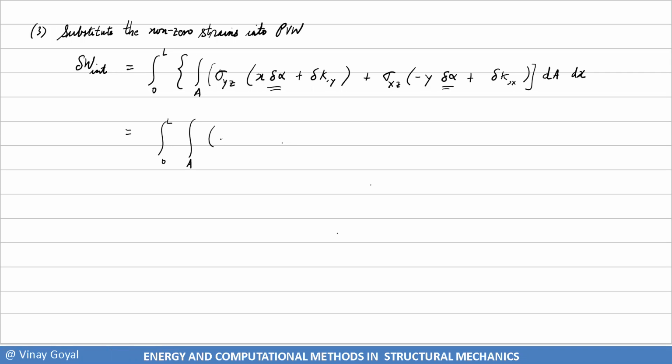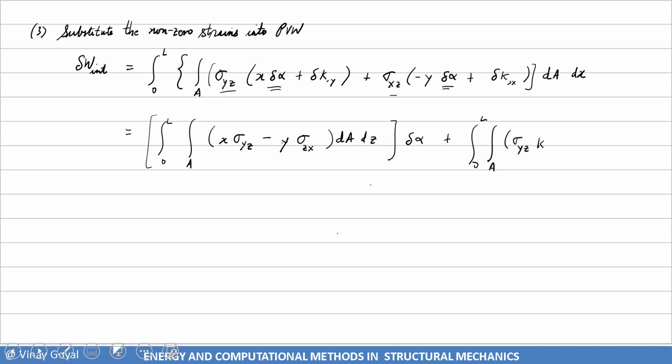And I'll just mix some terms together here. x sigma yz minus y sigma zx. So I've combined this term here and that term right there. There's no reason to keep them separate if I can bring them together. dA dz. And then all this del alpha, I can bring the del alpha out since it's a constant, doesn't depend on anything there. And then I have plus the integral 0 to L, integral over the area, and then I have sigma yz del kappa comma y plus sigma xz del kappa comma x. And now that's dA and dz.